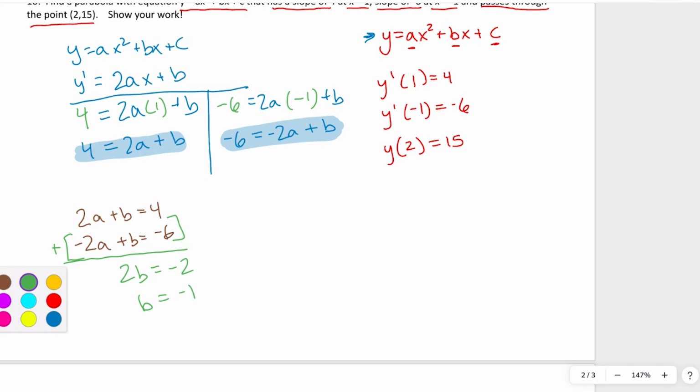Now that I have b, I can figure out a by plugging in this negative 1 into really any of these equations that I started with. So I can put this, let's say, here, and get the equation 2a minus 1 equals 4. Adding 1 to both sides gives me 2a equals 5. So a's got to be 5 halves.